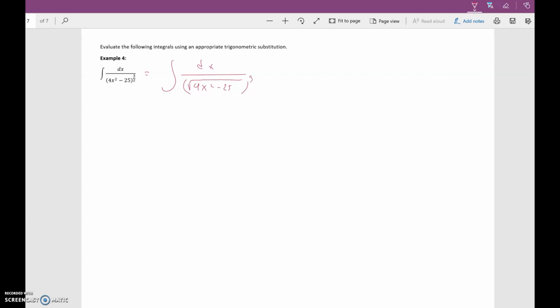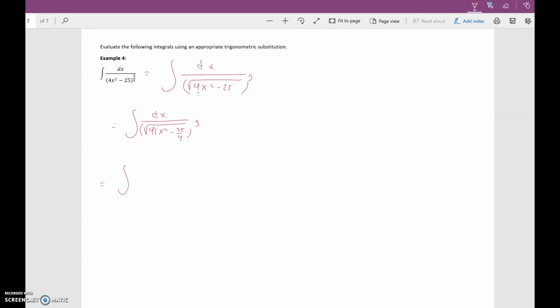So I'm just breaking the exponent into 1/2 times 3, so that it fits the trig substitution. But before we do that trig substitution, it's not on the proper format because of the 4. So I'm just going to rewrite it as the integral of dx over, and this is still to the third power, the square root of 4 times x squared minus 25/4.